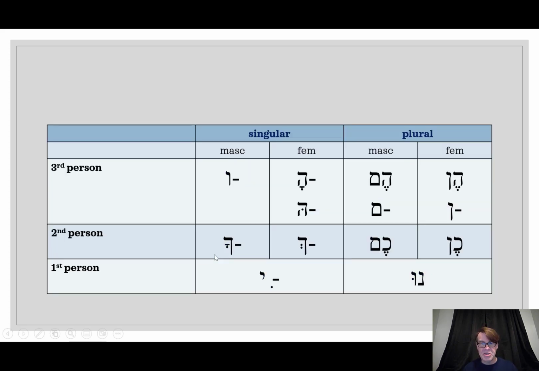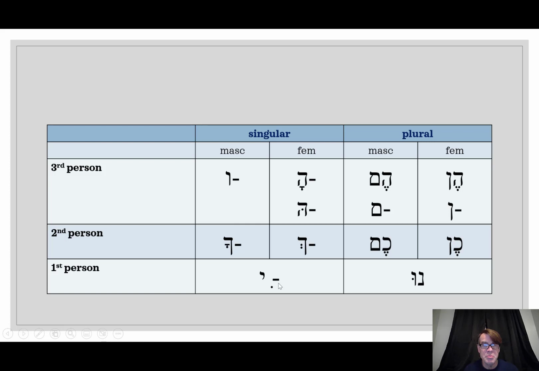Let's systematize it, shall we? So here is the chart. This is a chart that maps all of the pronominal suffixes that are object suffixes and possessive suffixes. So the third person is the his, her, their, plural. Second person is your, or your singular, your plural.